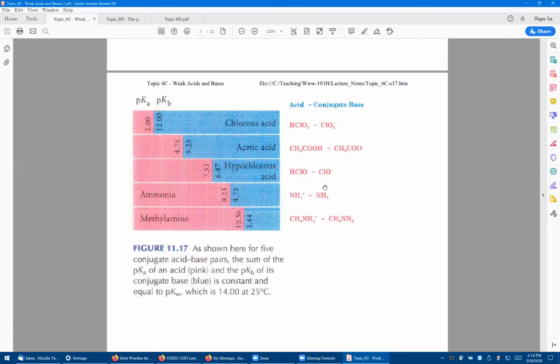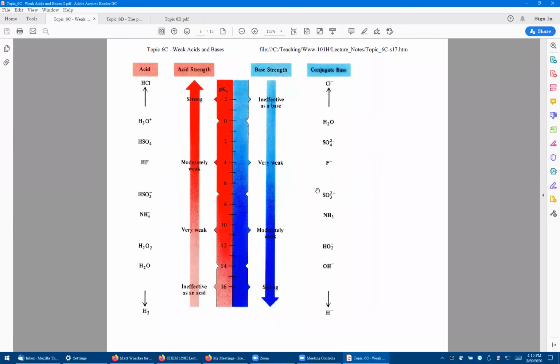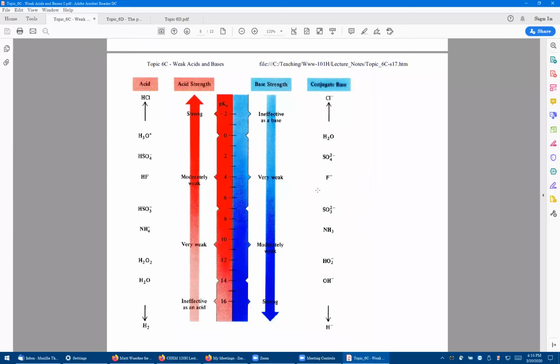So the interrelationship between these is important to keep in mind, because it can never be escaped. All of the relationships between these ions in solution is always governed by this fact that the concentration of hydronium times the concentration of hydroxide always has to be 10 to the minus 14.